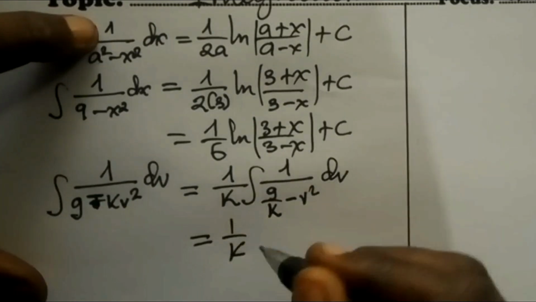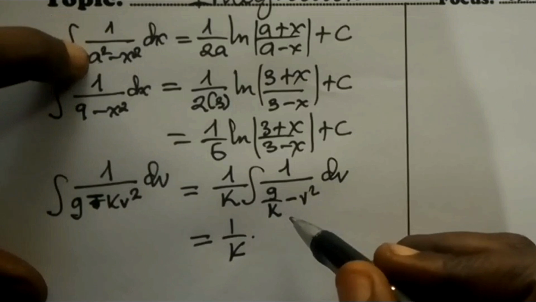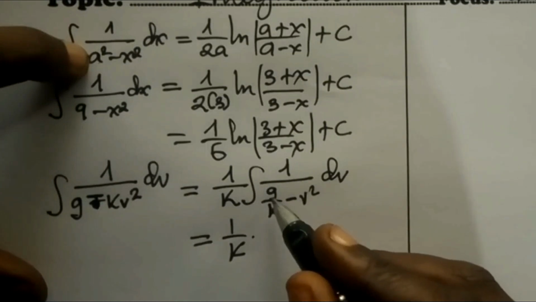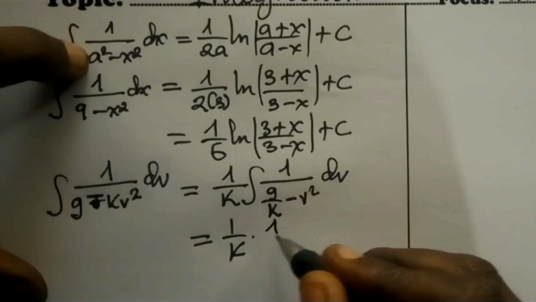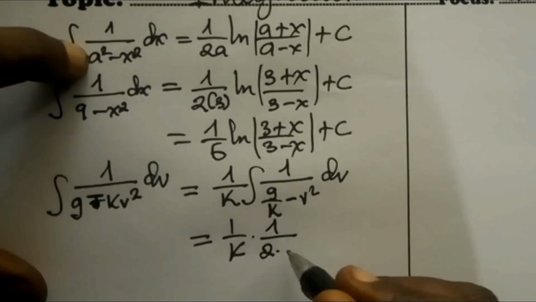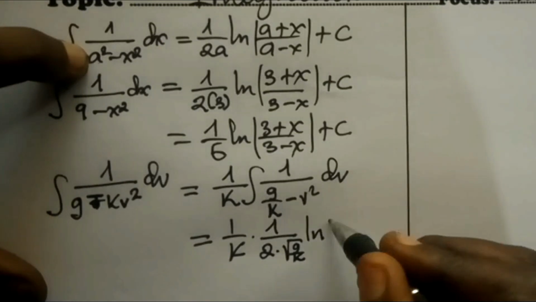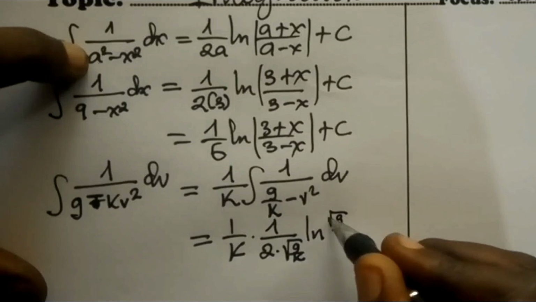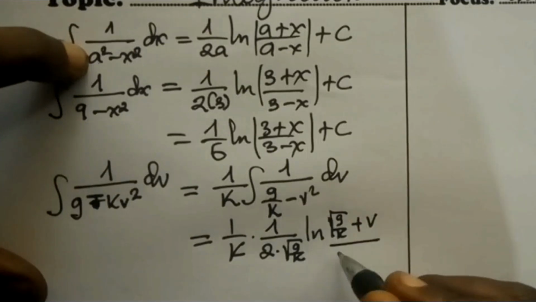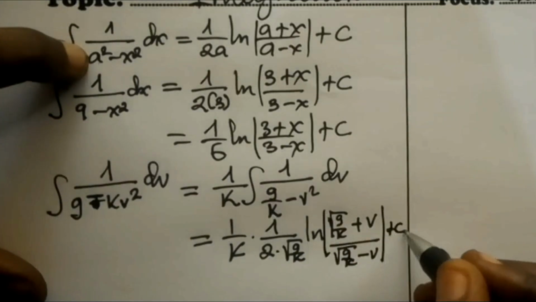1 over k dot. You can now see that the denominator is identical to the one of the standard integral on the left hand side. And my a in this case is the root of g over k. So I'll write 1 all over 2 according to the standard formula, then a being the root of g all over k, and then ln of that a, which is the root of g all over k, plus v, the variable being v in this case, all over the root of g on k again minus v, plus the constant of integration.